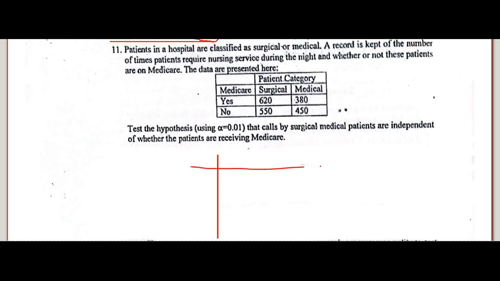I'll give a rough idea. Please make sure you double check the calculations. I'm going to do it very fast. So we have the contingency table. Okay, what is step number 1?